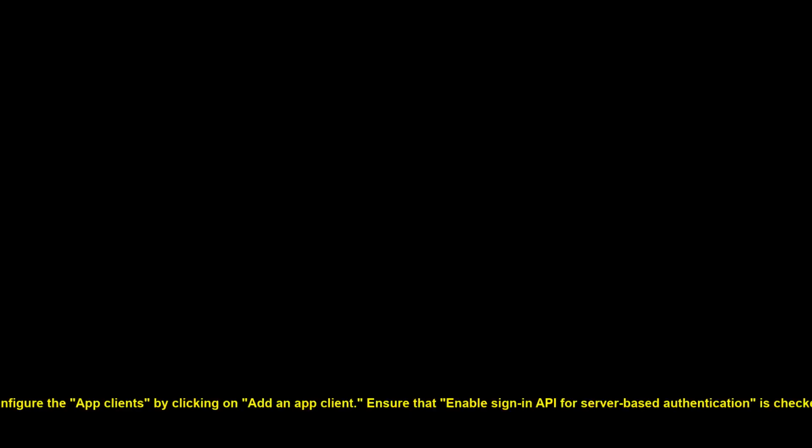Configure the app clients by clicking on Add an App Client. Ensure that Enable Sign-in API for server-based authentication is set, and set the expiration times for access tokens and refresh tokens. Once completed, make a note of the app client ID and app client secret.